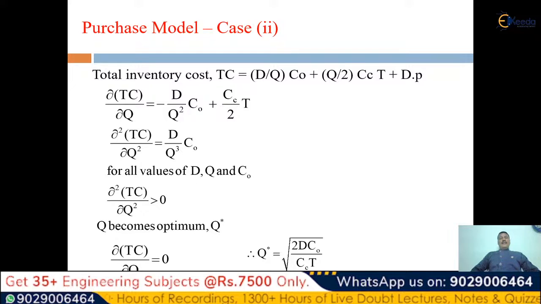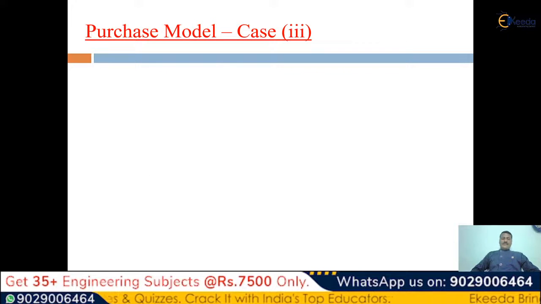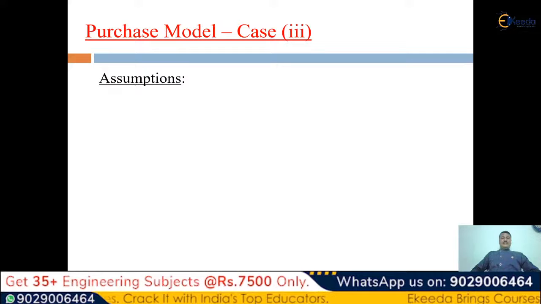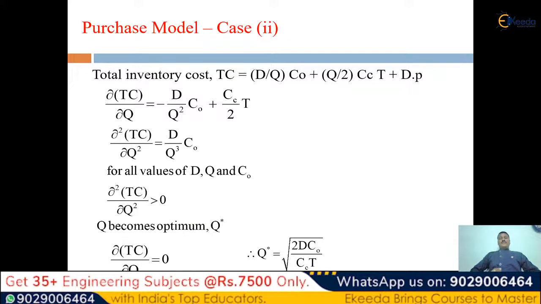In the same manner, when we take the derivative, we get the optimum quantity as the square root of 2 into D into CO by Cc into T, with the usual notations as in the previous one. Based on this formula for quantity, we can find the total number of inventory items required for a quantity by utilizing this purchase model too.